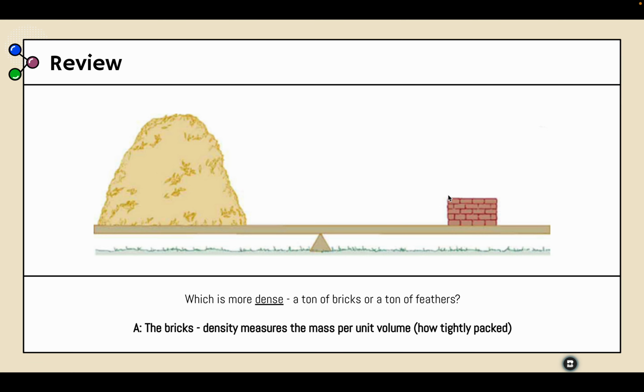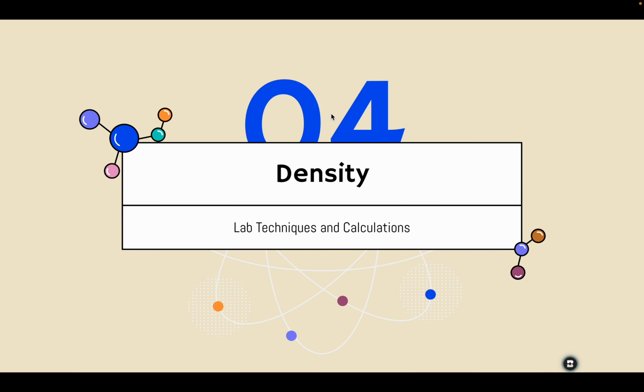If I were to take one of these bricks and drop it on the left-hand side of the hay over here, where would that brick go? Would it stay at the top? Would it get stuck in the middle, or would it get close to the bottom? Well, it would probably get pretty close to the bottom, right? And that's because the brick is more tightly packed than all of these hay straws or feathers or whatever you want to call them. So we're going to talk about density, some lab techniques that we can use, and we're going to do some calculations in this section.